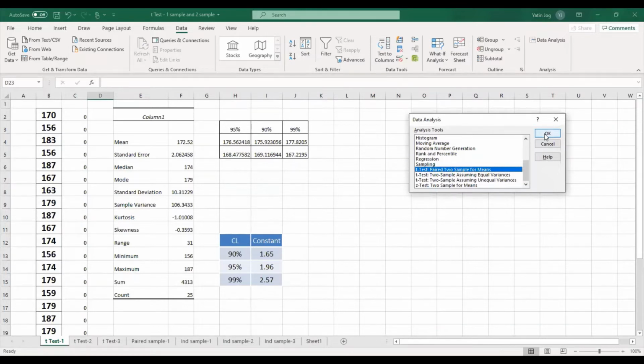So this is a kind of shortcut method to use Excel's t-test paired sample for a one sample method. You will get the same results that we have calculated, but still this is one of the ways to use Excel in one sample calculations. I'll click on OK now.